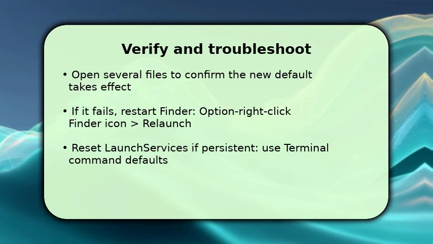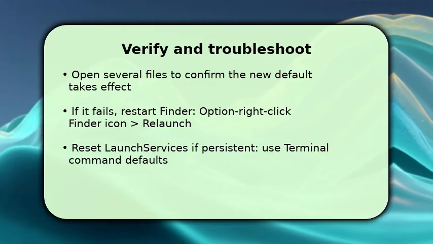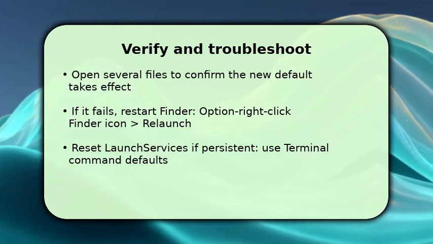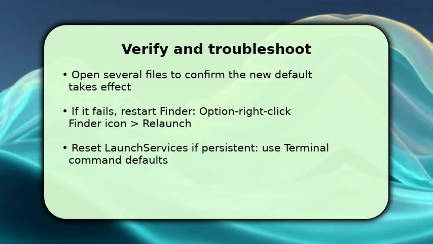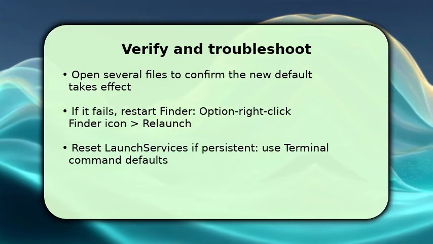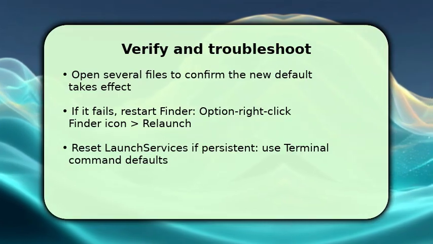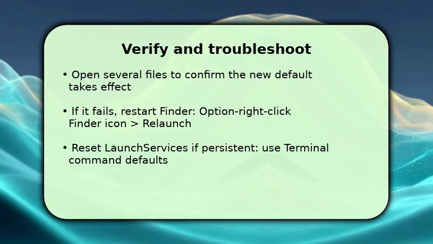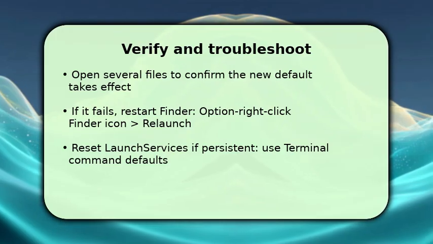If files still open in the old app, try relaunching Finder. Option right-click the Finder icon and choose Relaunch, then retest. If problems persist, reset launch services using a terminal command to rebuild associations, because corrupted mappings can block changes. Once done, make sure permissions are unchanged and you have admin rights when prompted. Those fixes resolve most edge case failures.